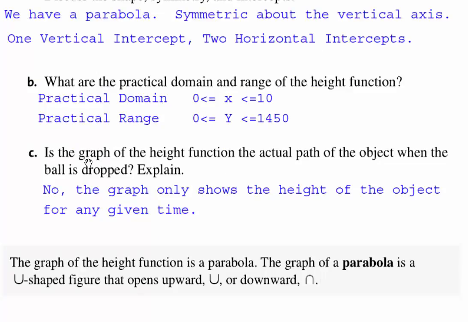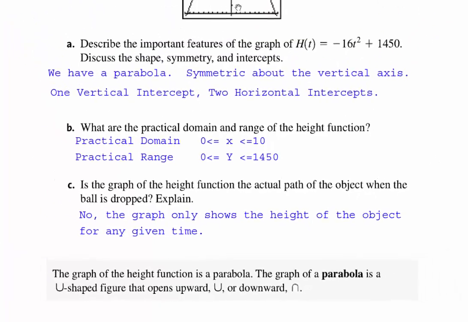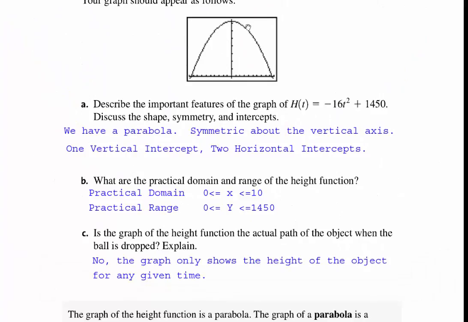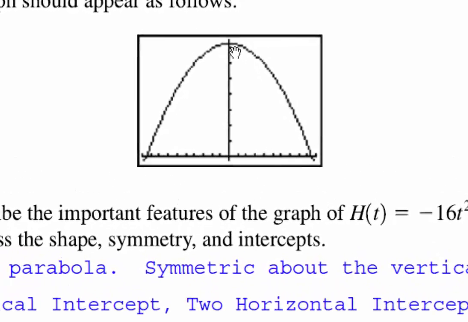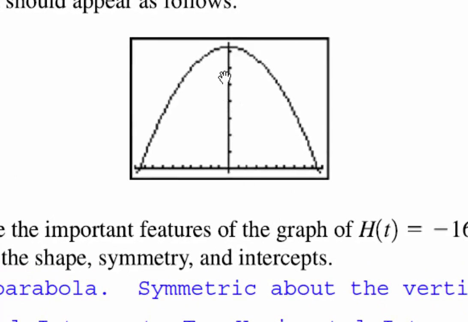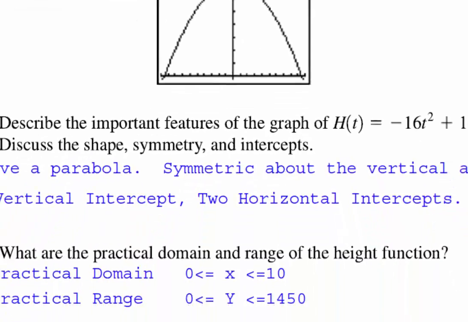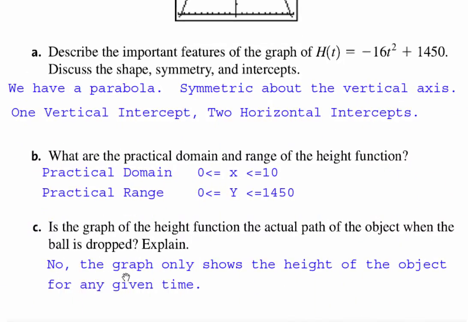Part C says, is the graph of the height function the actual path of the object? So this graph doesn't represent the object path, right? The ball doesn't fall in this curved fashion. This really just tells you the height at any given time. Okay, so the answer is no. The graph only shows the height of the object for any given time.